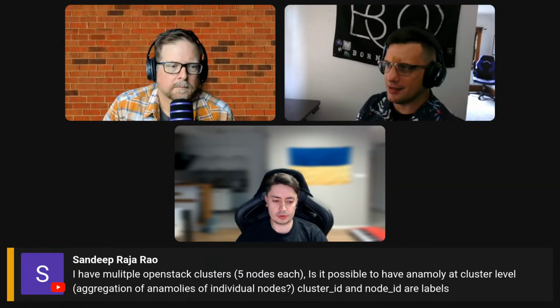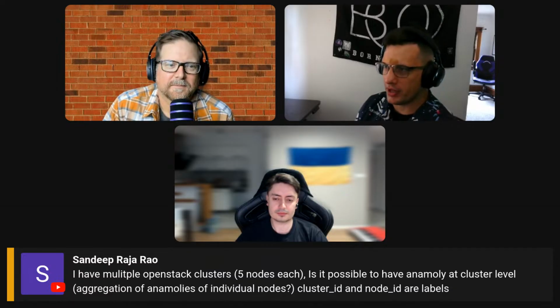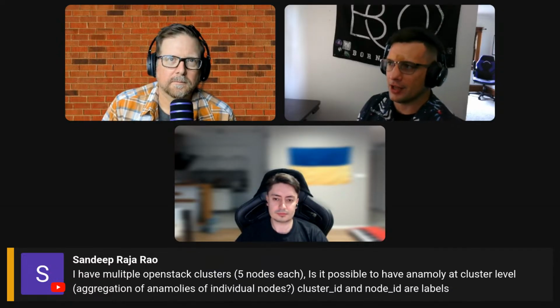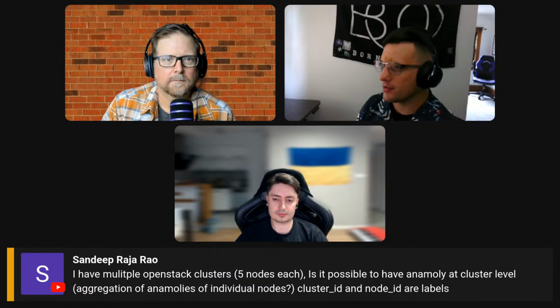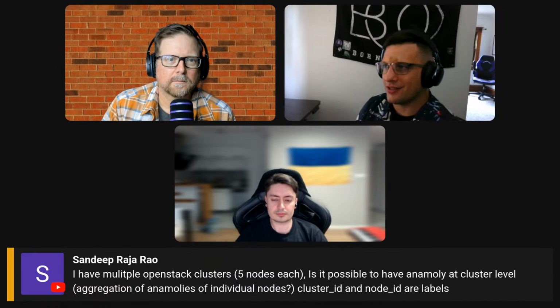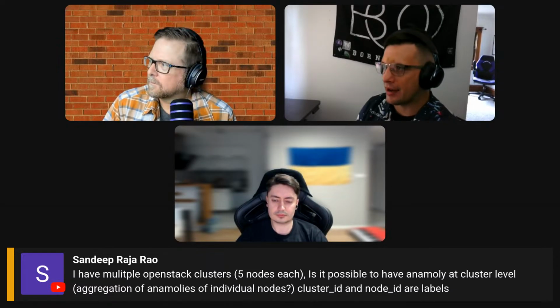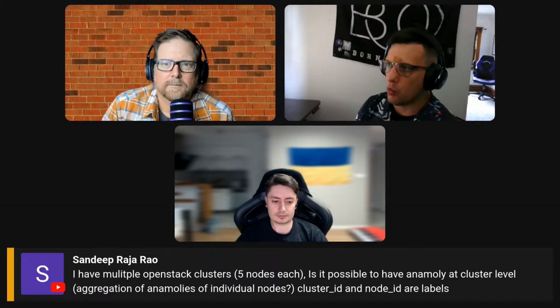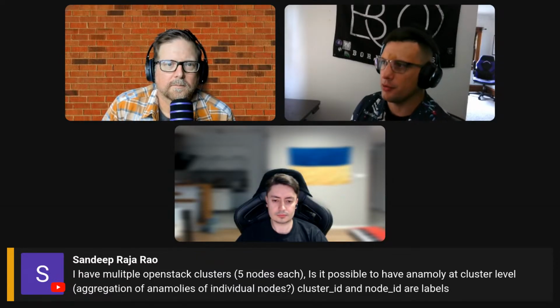The answer is, I'm pretty sure that the answer is yes. You would just need to make sure that the query is aggregating by the cluster. So if you want to detect the latency of the kubelet API on a specific server or something like that, you would make sure to aggregate using average or some other aggregate function, and you aggregate by cluster. And then you would get one time series per cluster that you would run anomaly detection on.